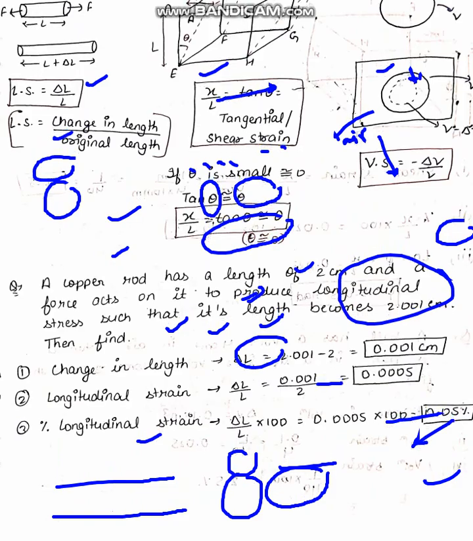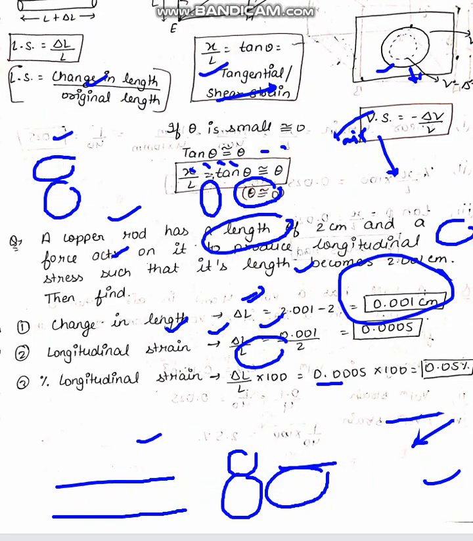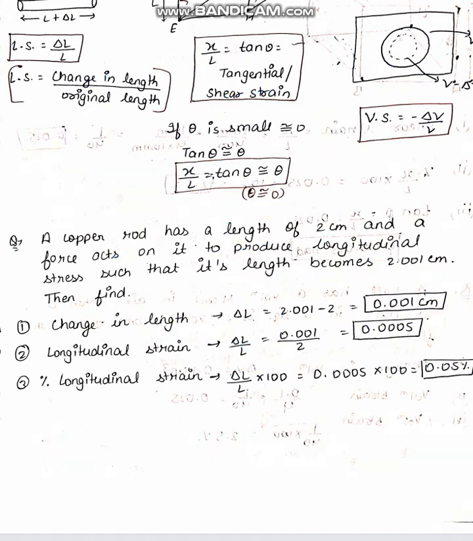Then we have percentage longitudinal strain. So for finding percentage longitudinal strain, you just multiply the longitudinal strain by 100. That will give the result as 0.05.